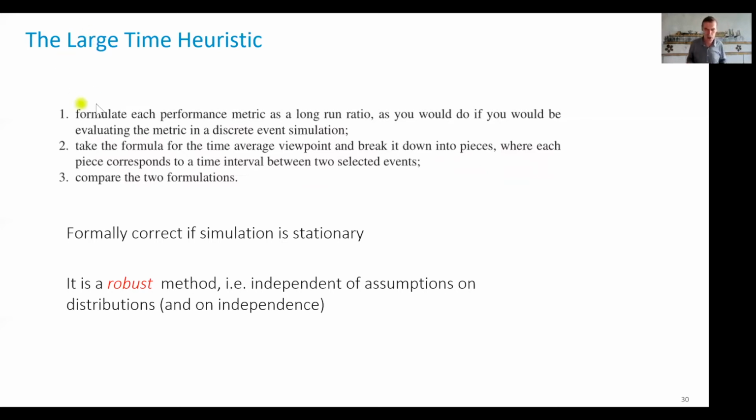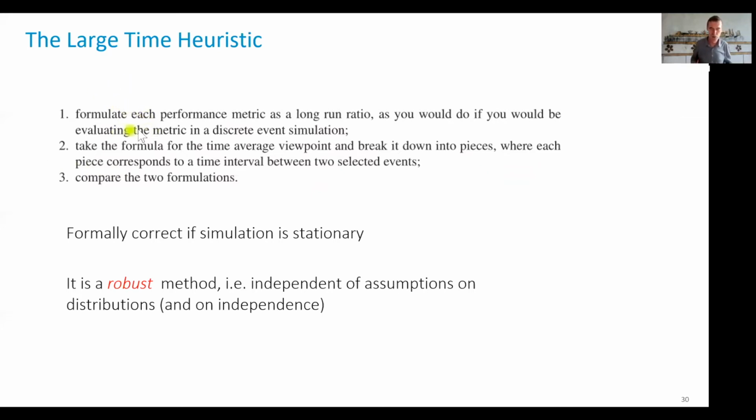But that will allow us to understand whether there is some cheating somewhere, and also perhaps to understand which statistic or which sampling method makes much more sense. In general, the large time heuristic is exactly like what I've presented on this example.